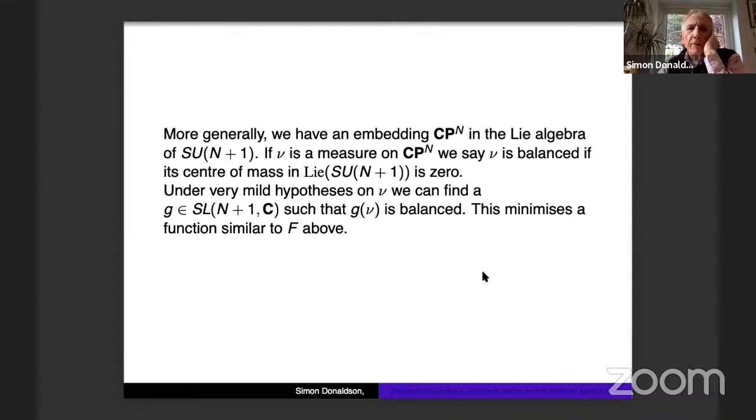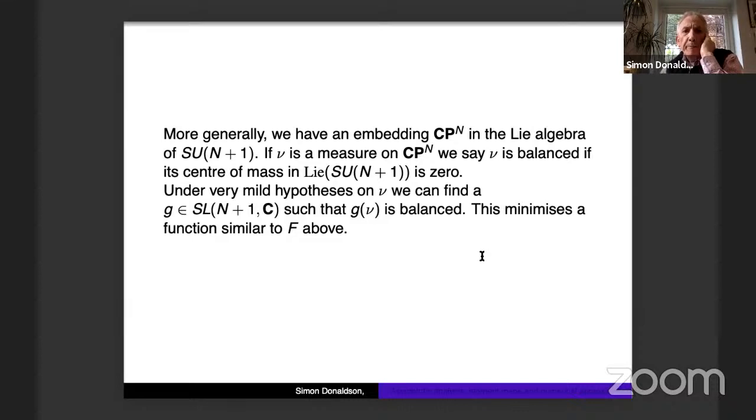So more generally, what is the general story here? If we take projective space of any dimension, complex projective space, it has a standard embedding in the Lie algebra of SU(n+1). So this was R^3 in the previous case. This is just the embedding as a co-adjoint orbit from one point of view.